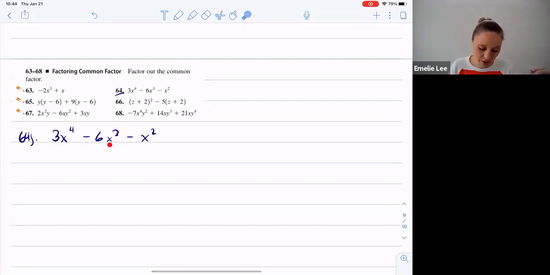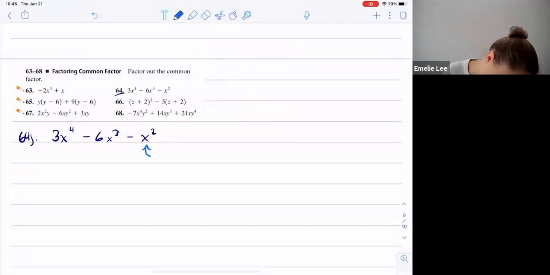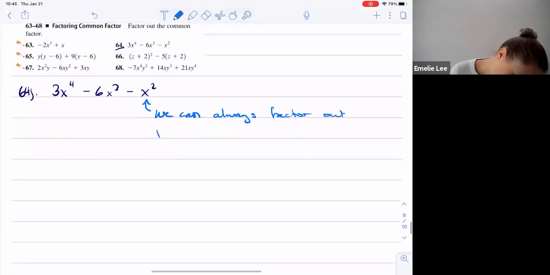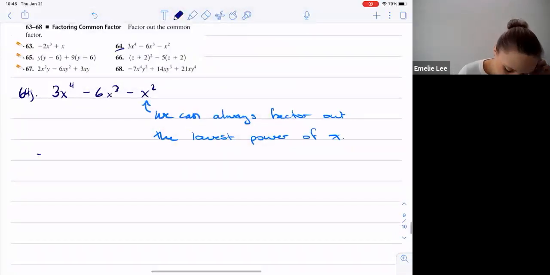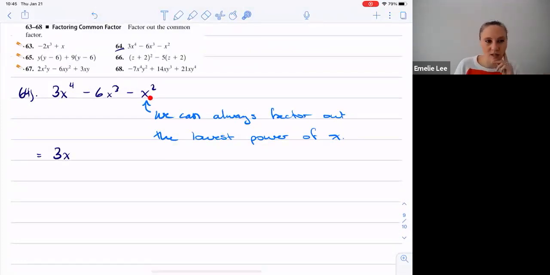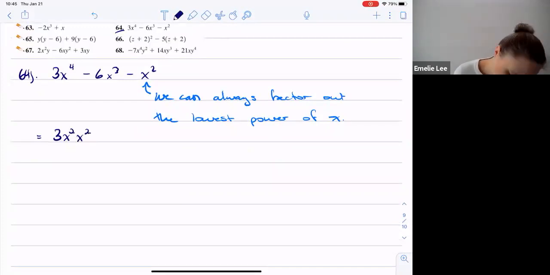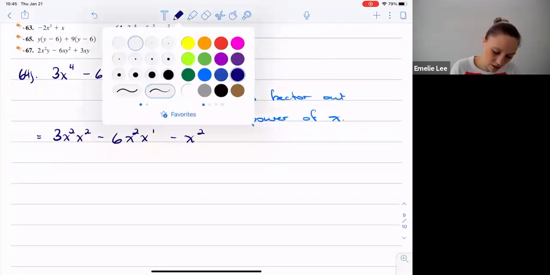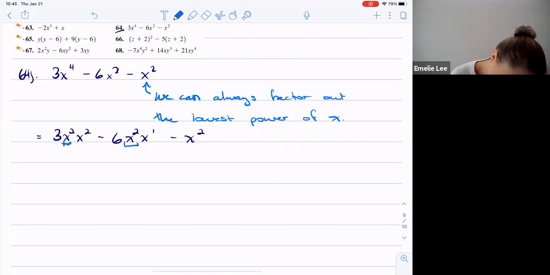So you can pull out an x squared because you can rewrite each of these. You can always factor out the lowest power of x. The reason for that is that our lowest power of x is x squared here, and so I can rewrite x to the power of 4 as x to the power of 2 times x to the power of 2. Just convince yourself with exponent laws. Minus 6 x to the power of 2 times x to the power of 1, minus x squared. Now it's obvious that we've got this common x to the power of 2.